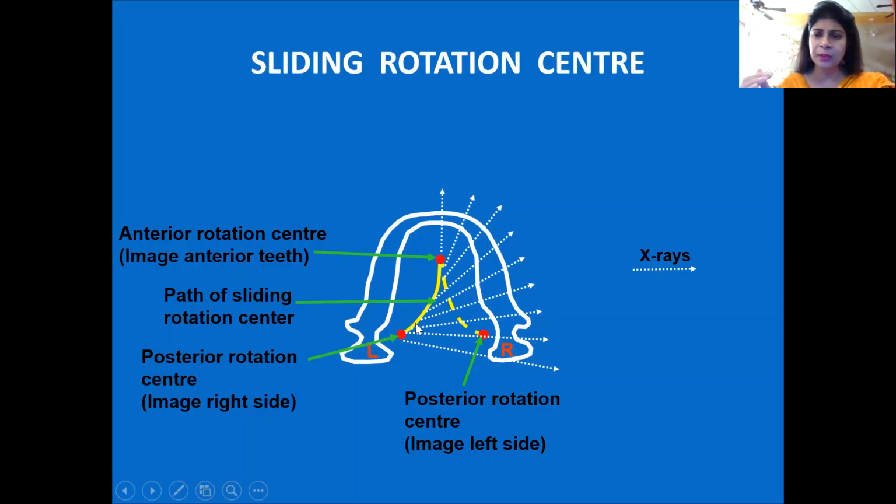So the movement will be so smooth that there will be no hindrance from one tomographic image, that is from one section to another section. That is why it's given the name of sliding rotation center. Very smoothly from one center of rotation, it will go to the other center of rotation. And finally, the posterior rotation center of the other side. So that is how it will be, first for the right and then followed by the left side.